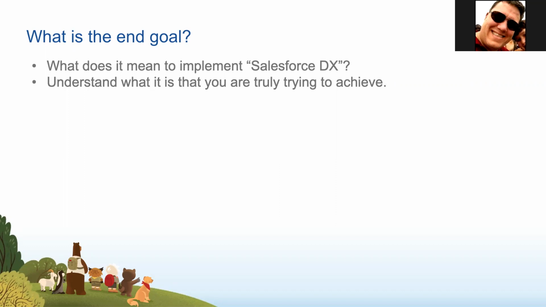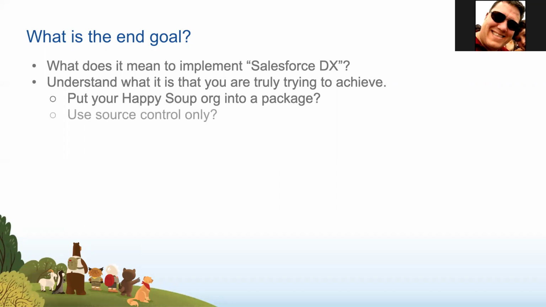You've got to understand why you're going to DX and what specifically you're going to get out of your outcome. When you talk about understanding what you're trying to actually achieve, what are you trying to do? I mean, if your entire goal is to take your Happy Soup org, and everybody knows what Happy Soup org is, okay? If your entire goal is just to take a Happy Soup org and put it into a DX package and then call it quits for the day, well, that is possible. But what value add is that?